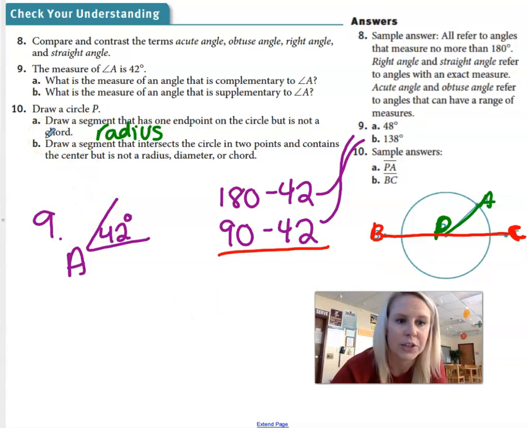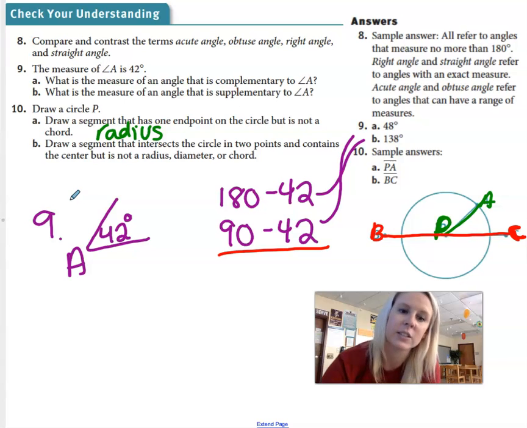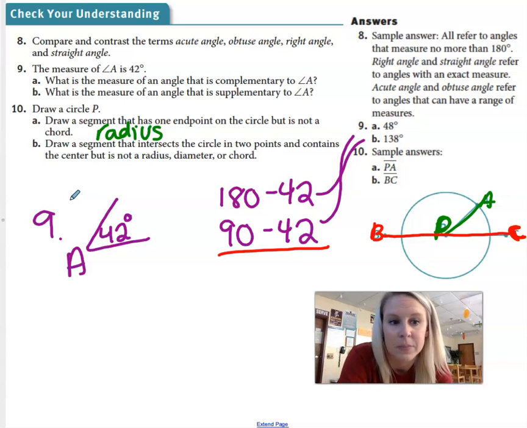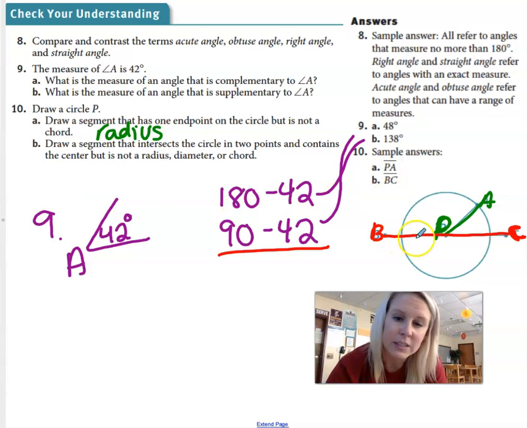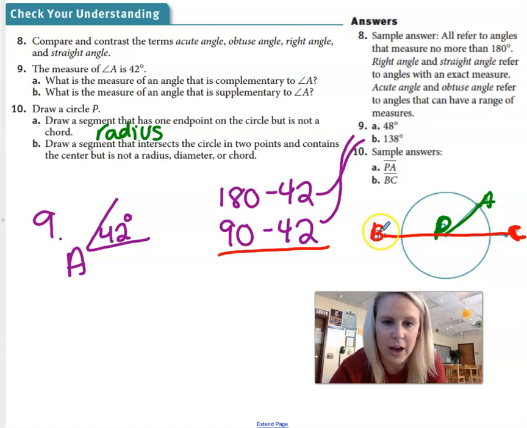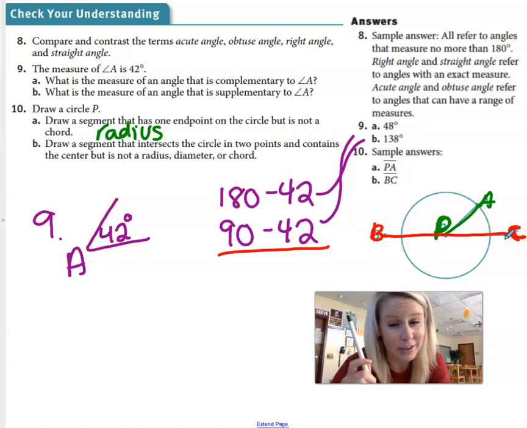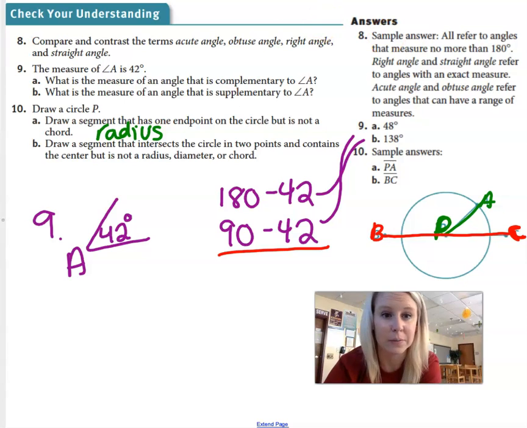B was a little bit tricky. It wanted a segment that intersects the circle in 2 points and is contained in the center, but it's not a radius, not a diameter, and not a chord. So the way around that is to draw a diameter, but have it extend outside the circle. Have any points you want. I used B and C, outside of the circle. So that one was kind of tricky. Made you think on that one.